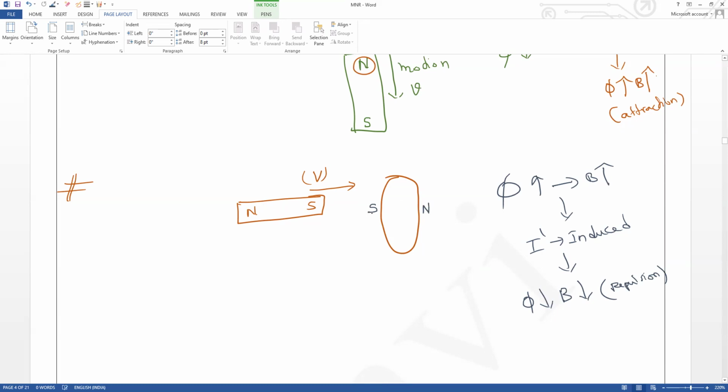Same pole. So the south pole will come, and south pole means from this side. From this side, if you see, is it clockwise or anti-clockwise? Clockwise. This side is clockwise. Understand it? From this side, it is clockwise.